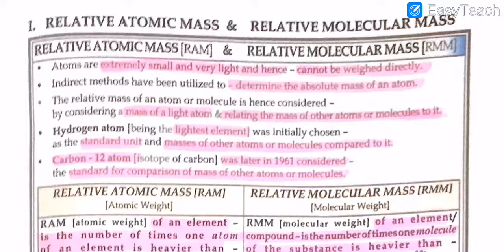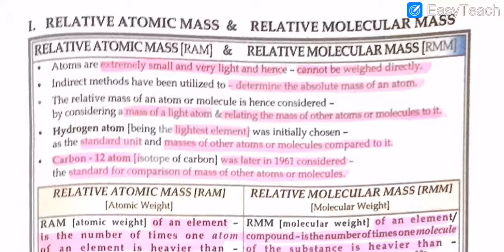Now, the relative mass of an atom is found by considering the mass of a light atom and relating it to other atoms or molecules. That is the RAM method. So in this case, you take one atom and compare it to the mass of another atom, like 1/12 the mass of one carbon atom, that's C. That's 1/12 of the carbon atom. That's RAM. So you're comparing it, right?